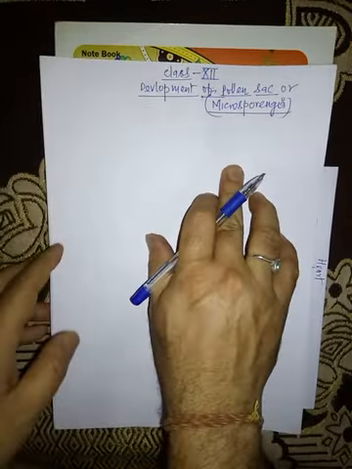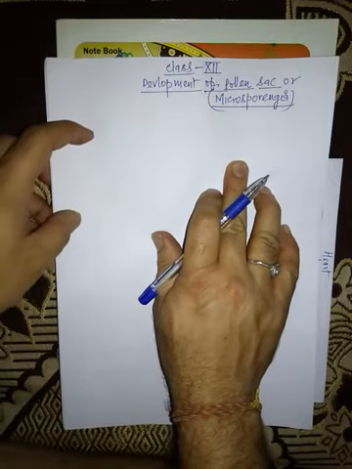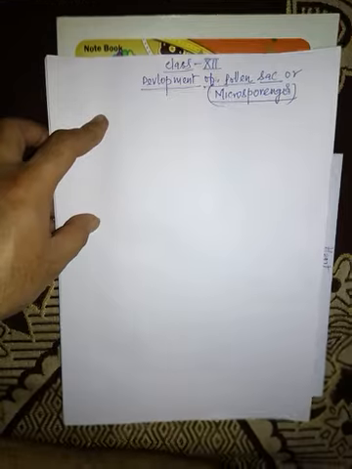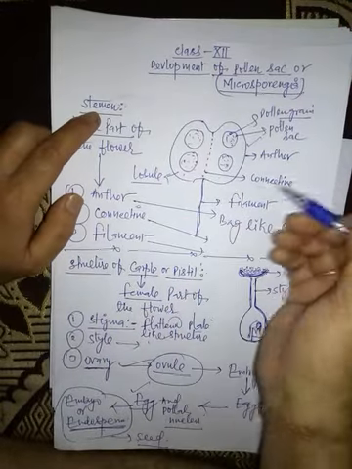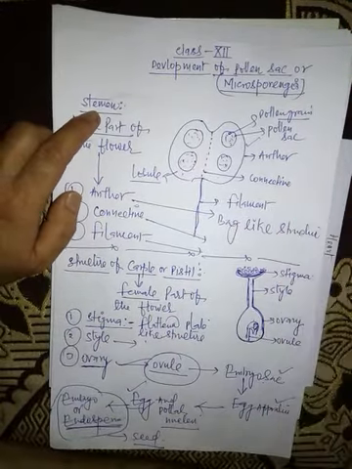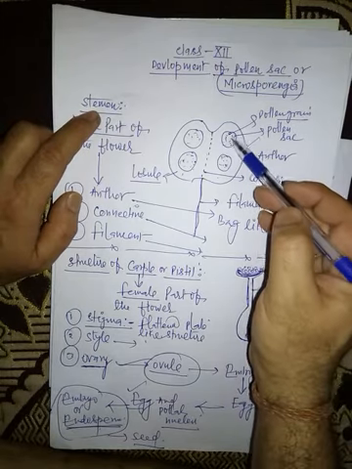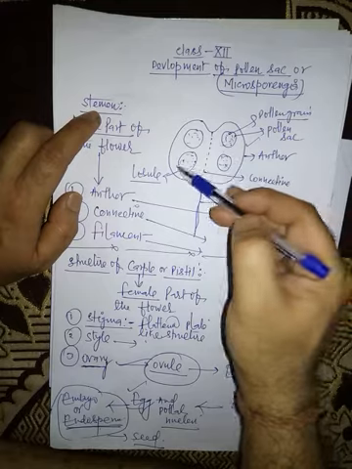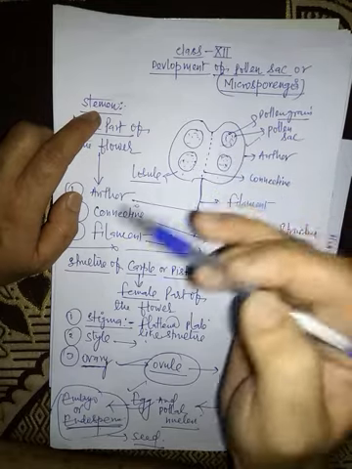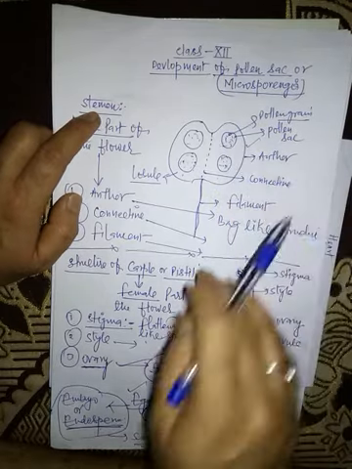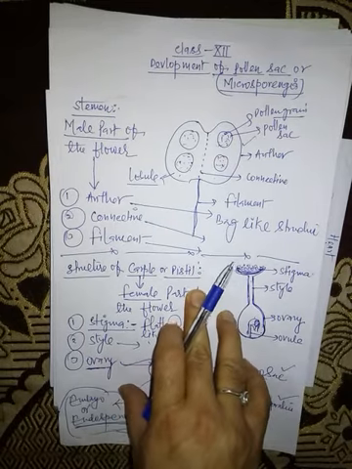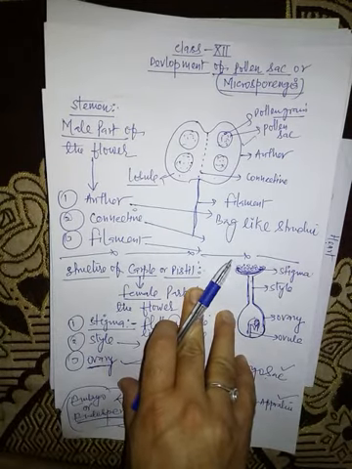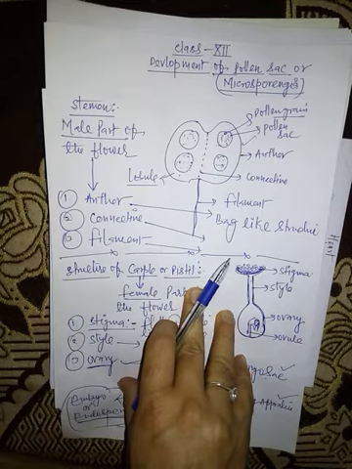Pollen sac is also known as microsporangia. In this diagram we have both. This is pollen sac, right? There are 4 pollen sacs present inside of the anther. It is also known as microsporangia. Why? Because the formation of microspores or pollen grains takes place there.